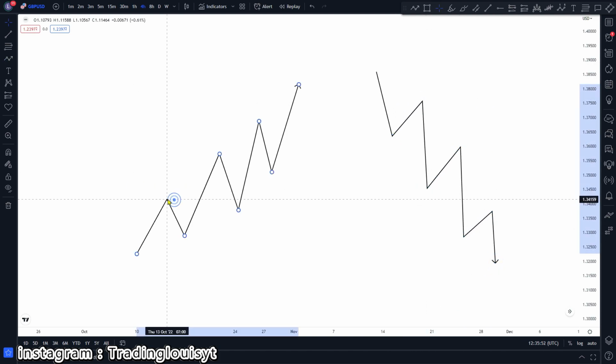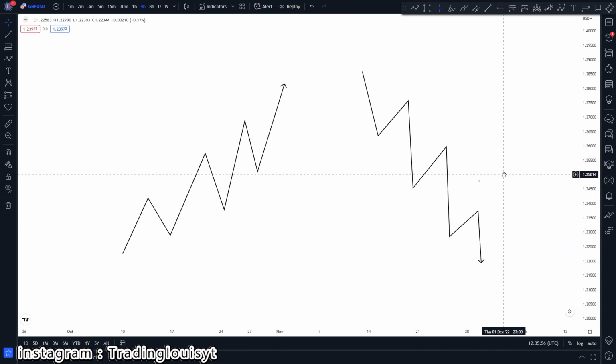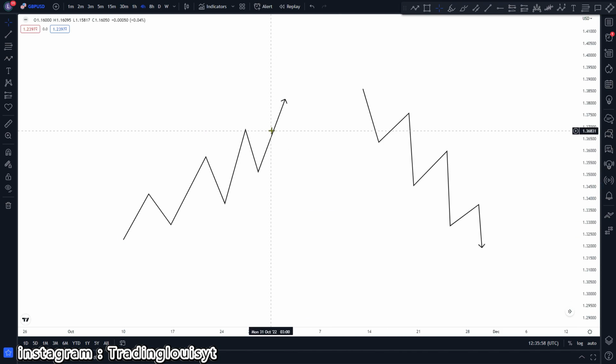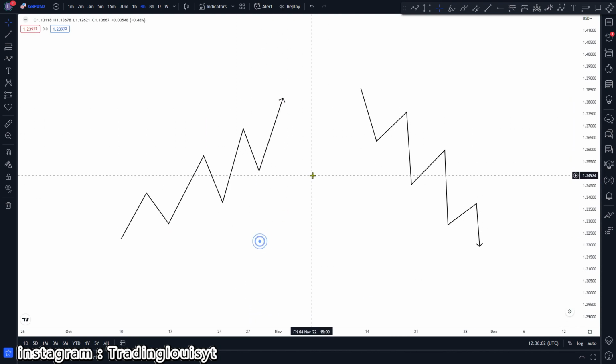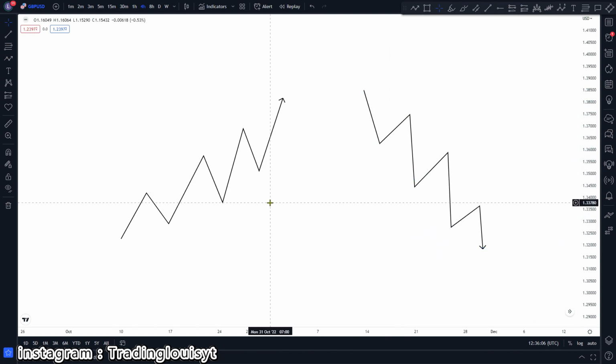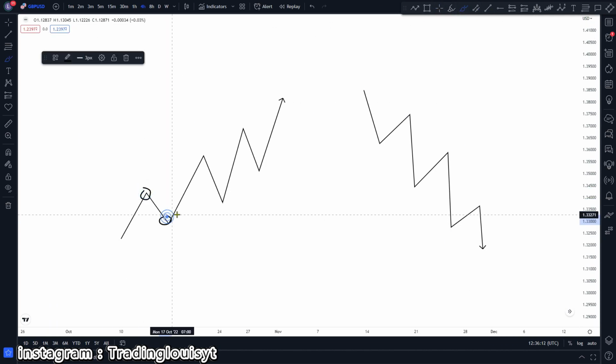What makes market structure is your bullish and bearish and consolidation. So in this video I'll be talking about a bullish scenario, and I'll also be explaining the bearish. As you can see, this is a bullish pattern right here because we are creating higher highs, higher lows, higher highs, higher lows, and higher highs and higher lows.